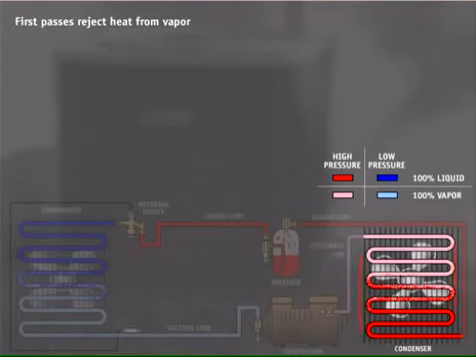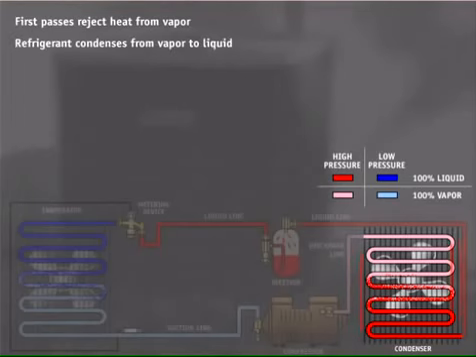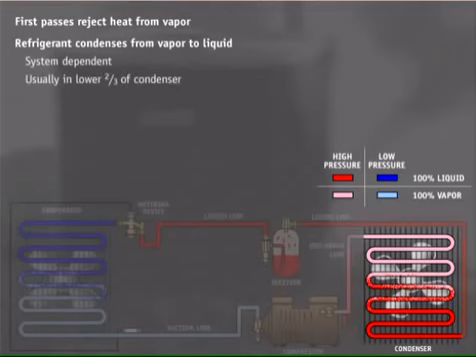The first passes of the condenser coil reject heat from the high-temperature refrigerant vapor. Once the refrigerant rejects enough heat, it will reach its condensing temperature, and condensation, or the phase change from gas to liquid, can begin. As more heat is rejected from the 100% vapor, it will force the vapor to gradually change to liquid until 100% liquid is all that remains. Condensing is system-dependent and usually takes place in the lower two-thirds of the condenser.